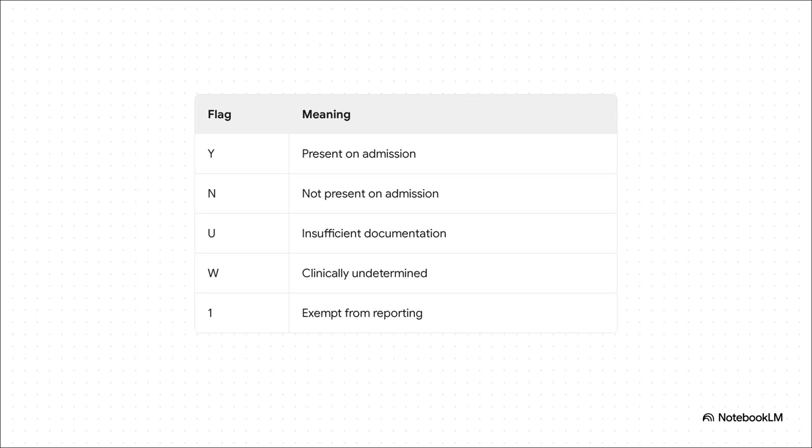Let's add the next layer of complexity, which honestly acts as a massive financial safeguard for payers. We're talking about present on admission, or POA rules. Whenever a diagnosis is coded, it has to have a POA indicator attached to it. The coder literally has to comb through the chart and flag whether a condition was brewing before the patient arrived, that gets a Y for yes, or if it happened well under the hospital's watch, which gets an N for no. There are also flags for when documentation is insufficient, clinically undetermined, or just exempt.